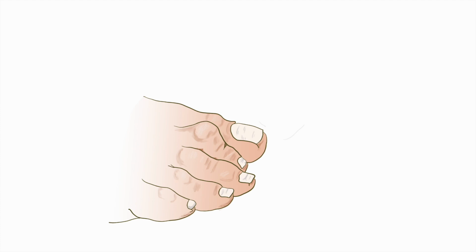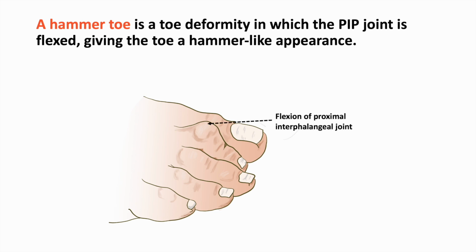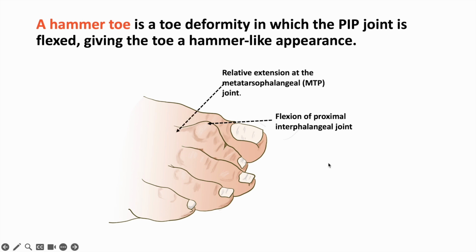What is hammer toe? Hammer toe is a toe deformity in which the proximal interphalangeal joint is flexed. Take a look, giving the toe a hammer-like appearance. See how the proximal interphalangeal joint is flexed. You will also see extension of the metatarsophalangeal joint. This is typically a hammer-like appearance, or a hammer toe.